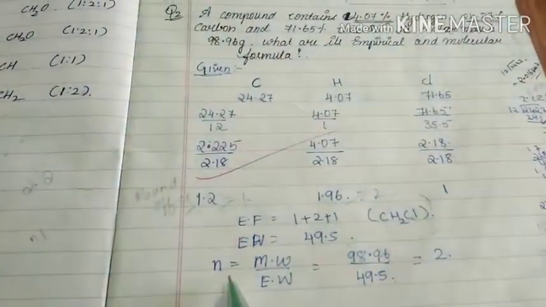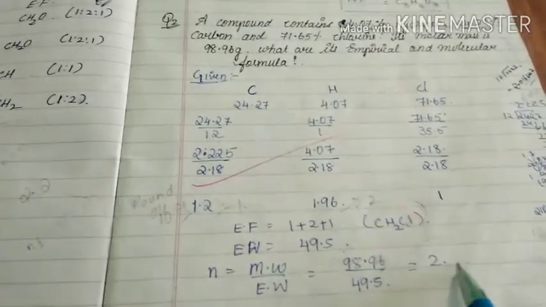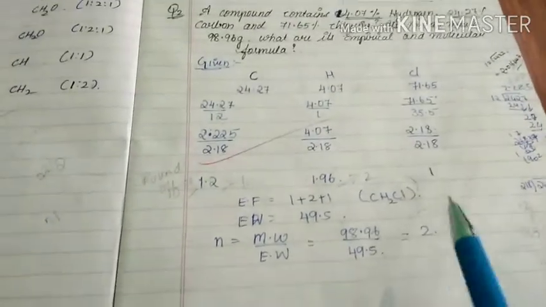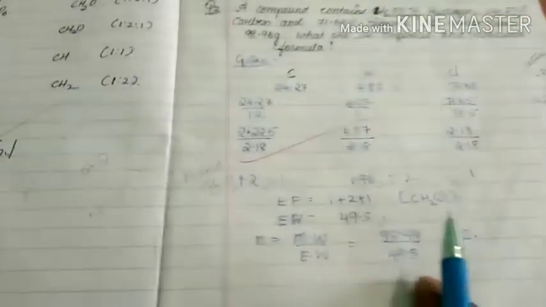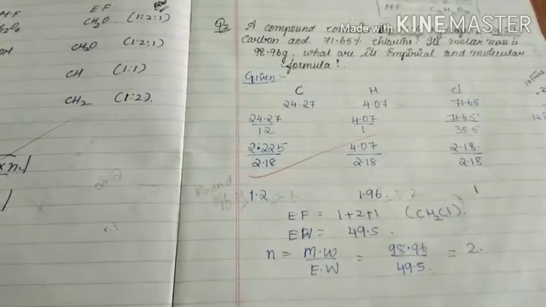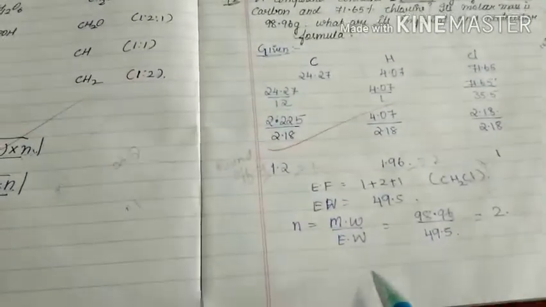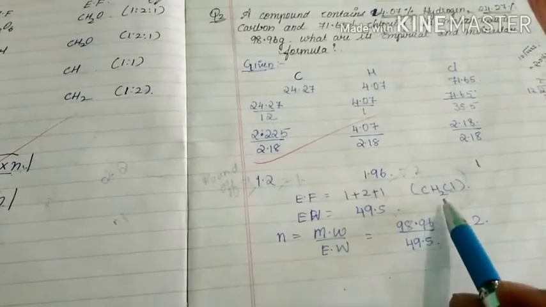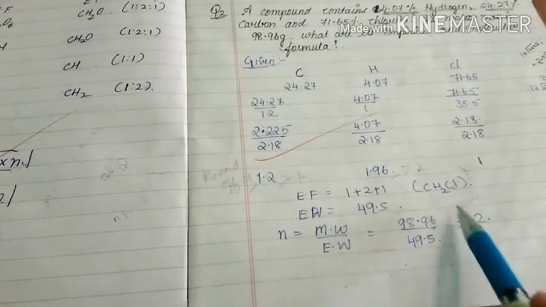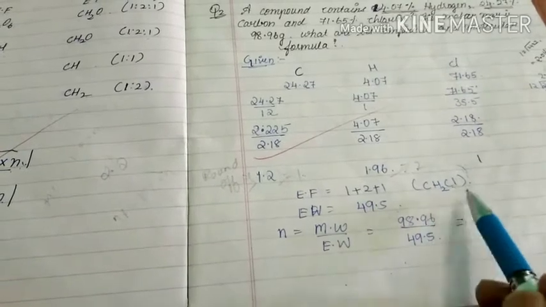Already in that question, molecular weight is given. So if you apply the formula n equal to molecular weight by empirical weight, then we get the n value. If you substitute this n value in the first formula, then we get the molecular formula. Molecular formula equal to n into empirical formula. So n is 2 into CH2Cl.